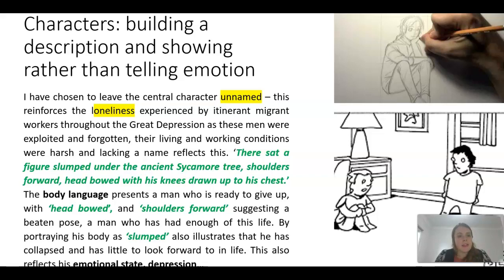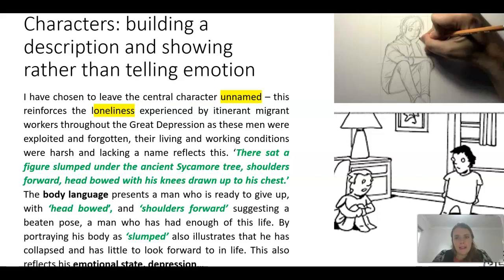There sat a figure slumped under the ancient sycamore tree, shoulders forward, head bowed, and his knees drawn up to his chest. Body language presents a man who is ready to give up, with head bowed and shoulders forward, suggesting a beaten pose, a man who has had enough of this life. Portraying his body as slumped also illustrates that he has collapsed and has little to look forward to in life. This also reflects his emotional state and depression.